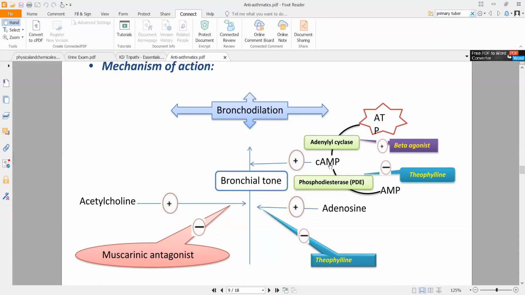If more cAMP is present, your bronchi will automatically dilate because of smooth muscle relaxation. All right, I hope you understood the logic here. If you haven't understood, let me know, I'll explain again.